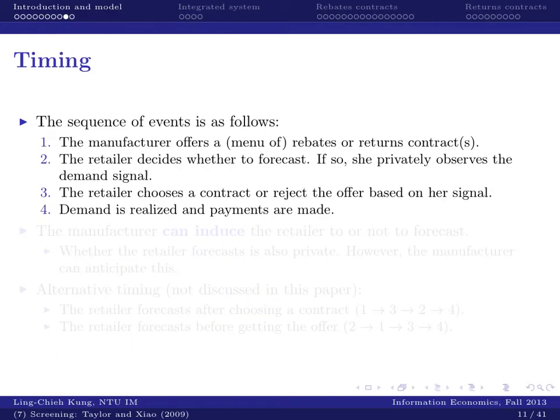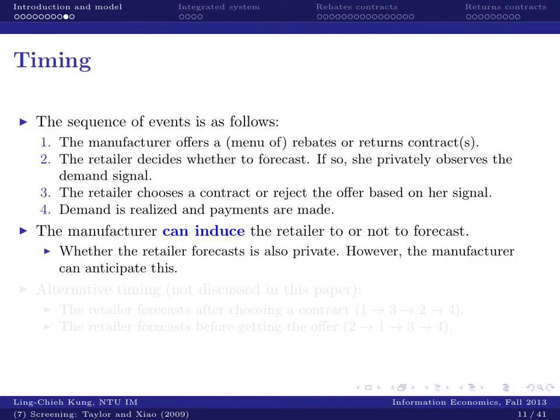So now let's review timing. The sequence of events is the following. First, the manufacturer offers the contract. Facing those contracts, the retailer then decides whether to forecast or not. If the retailer forecasts, she will privately observe the demand signal. And then the retailer can choose a contract based on her signal, based on her knowledge. And finally, demand would be realized and the payments will be made.